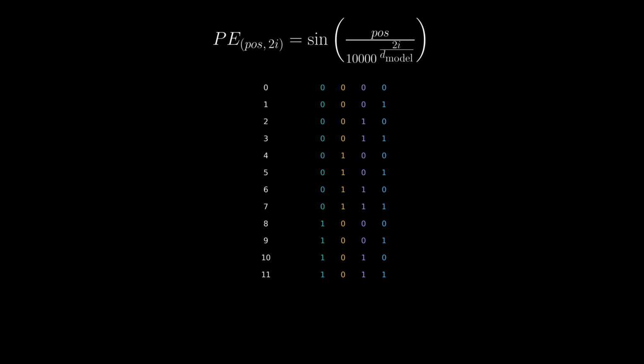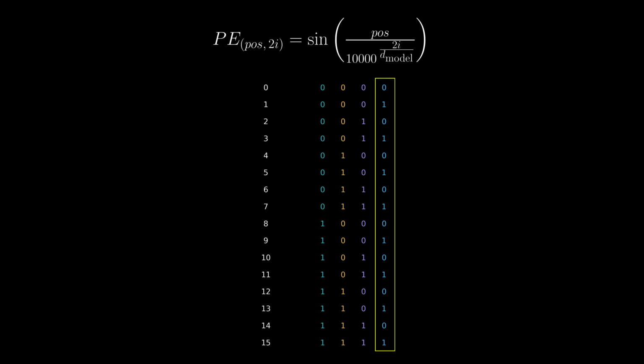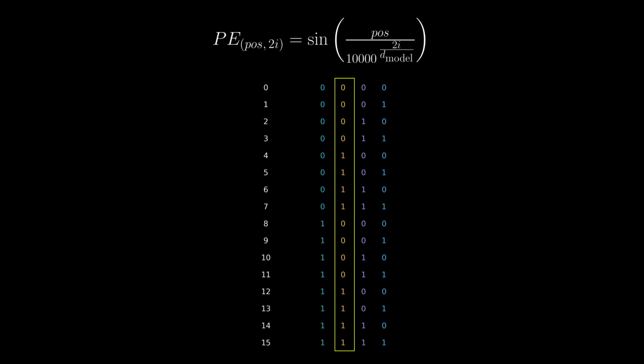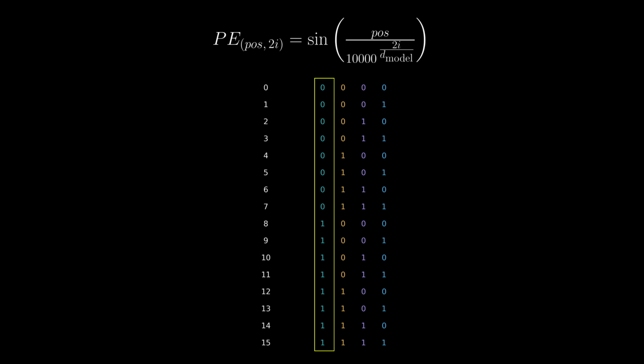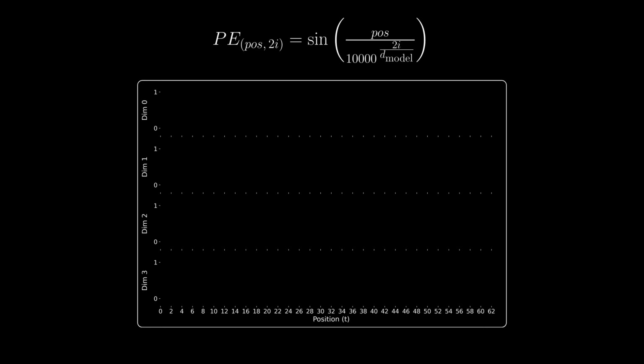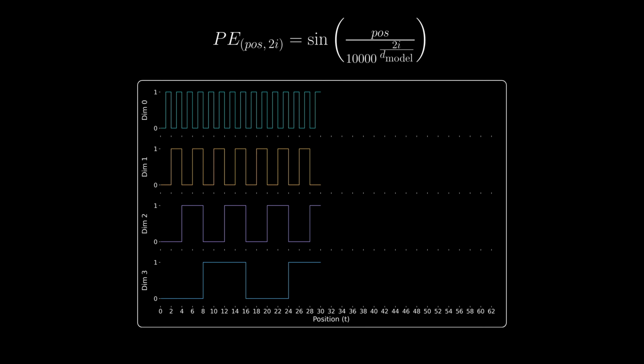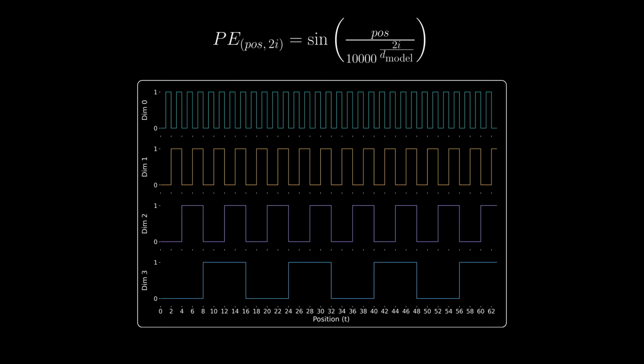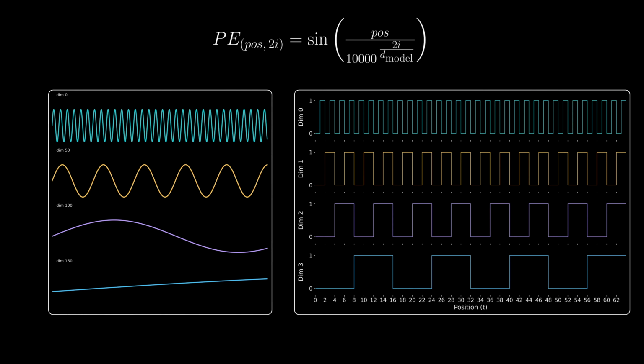Each bit oscillates between 0 and 1, but at different frequencies. The least significant bit flips every step, 0 to 1, 1 to 0, 0 to 1, and so on, and it has the highest frequency. The next bit flips every 2 steps, the next every 4 steps, and so on, with frequency decreasing as the bit's significance increases. So even binary encoding is built on the same core idea. Different dimensions change at different frequencies. The only distinction is that binary encodings change discretely, whereas sinusoidal encodings change in a continuous manner.